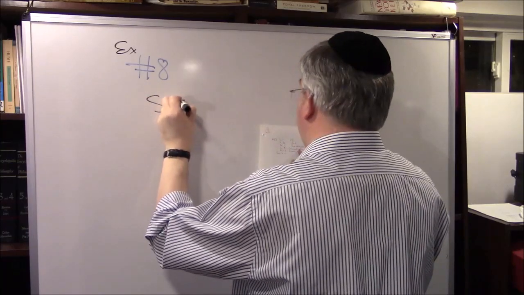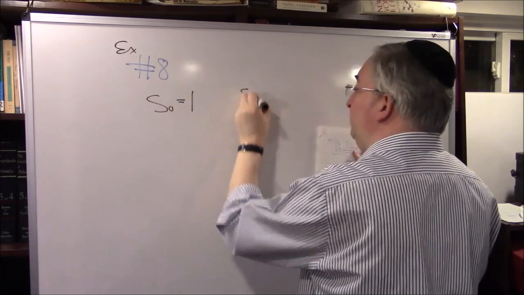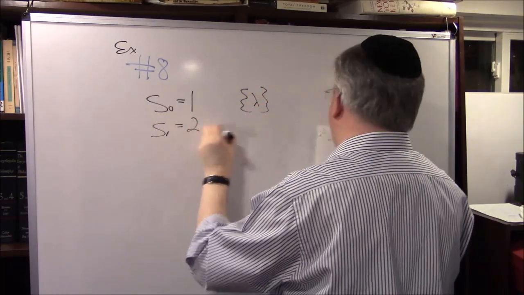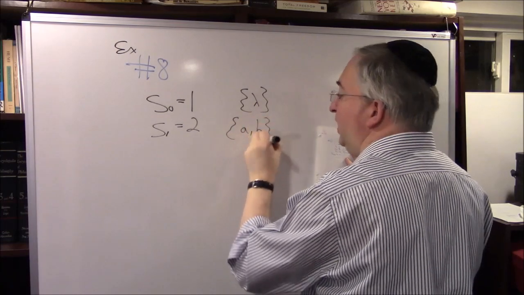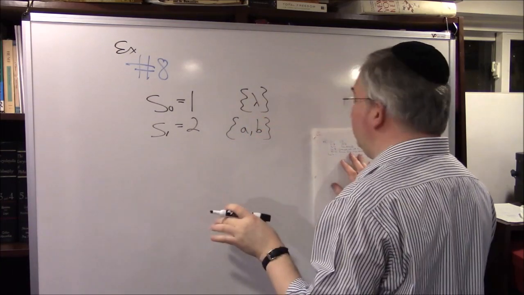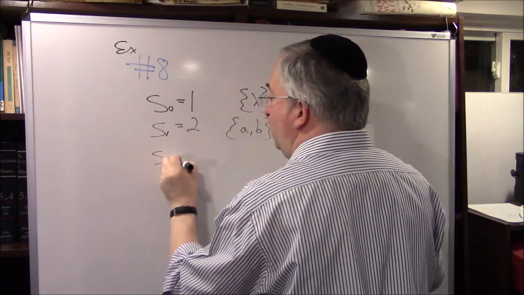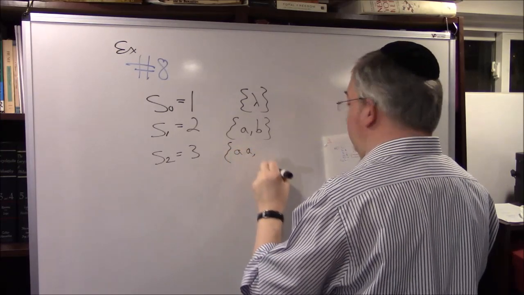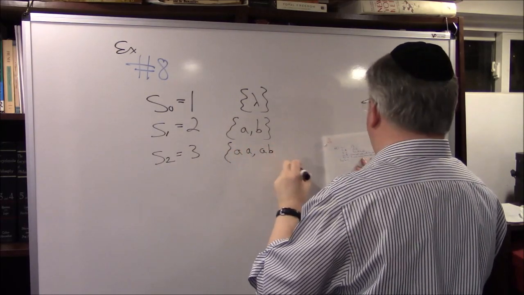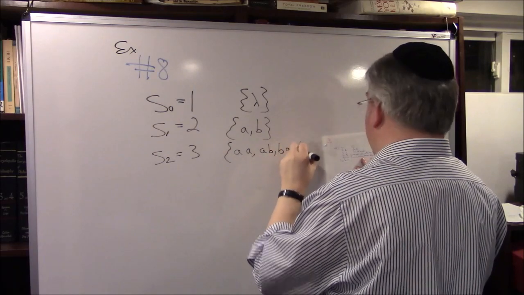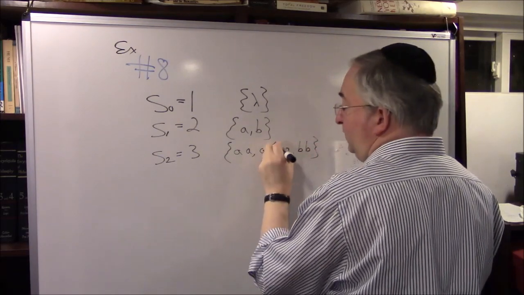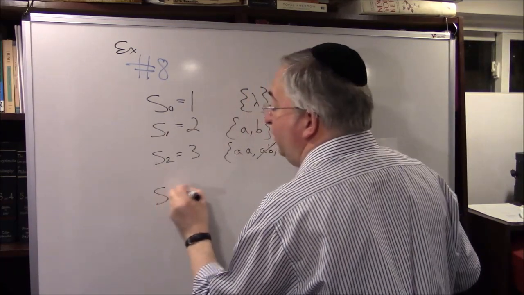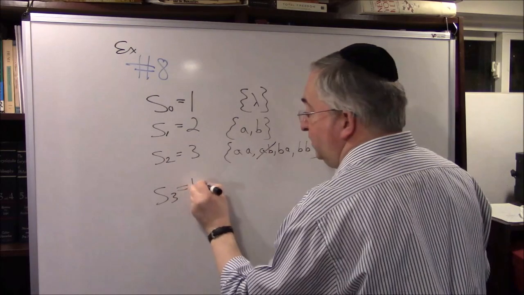So S of 0 is equal to 1. It's the empty word. S of 1 is equal to 2. It's A and B. Again, you have to look up what this is talking about. It's talking about something in words. S of 2 is equal to 3, because you have AA, AB, BA, BB, but cancel out the AB. There's 3 of them there. S of 3, again, you have to read what this is talking about beforehand, is equal to 4.